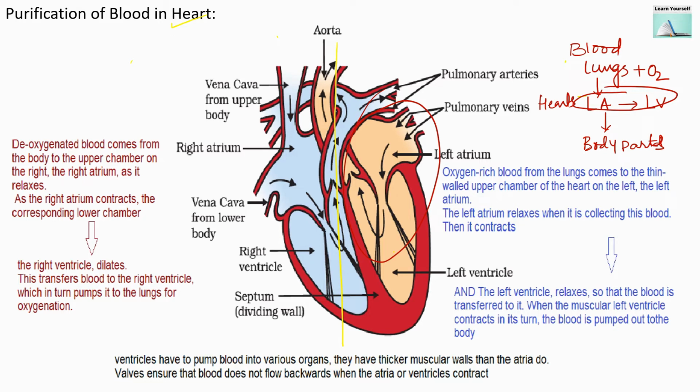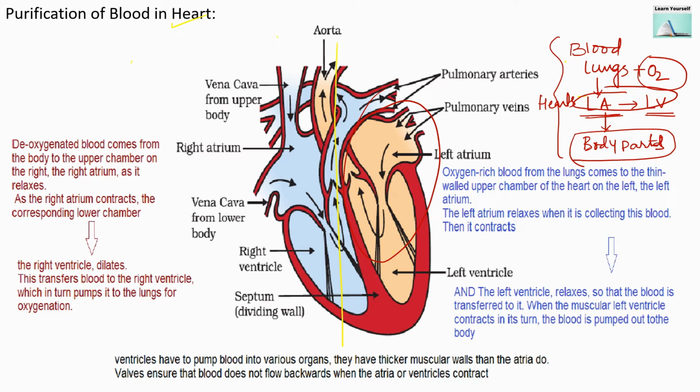It comes from the lungs. It is oxygen rich blood. It goes to the left atrium. Then it will go to the left ventricle. And then it will circulate to body parts. So this is the flow of the blood from lungs to the left part of the heart and to the body parts. Now similarly, let us see what the right part of the heart will do.